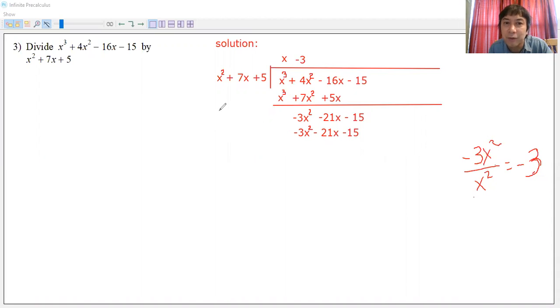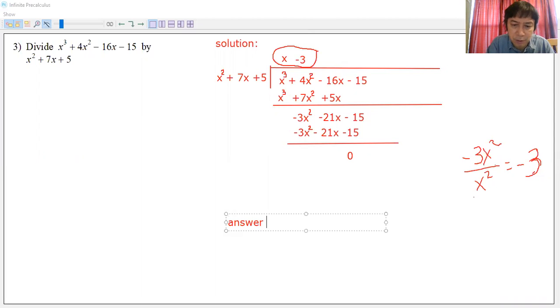That's the result of negative 3 and the divisor, negative 3 times x squared. At this point, this line and this line look identical, so when we do subtraction, we will get a 0 remainder again. Our division is complete. Our quotient is x minus 3. So this is our answer.